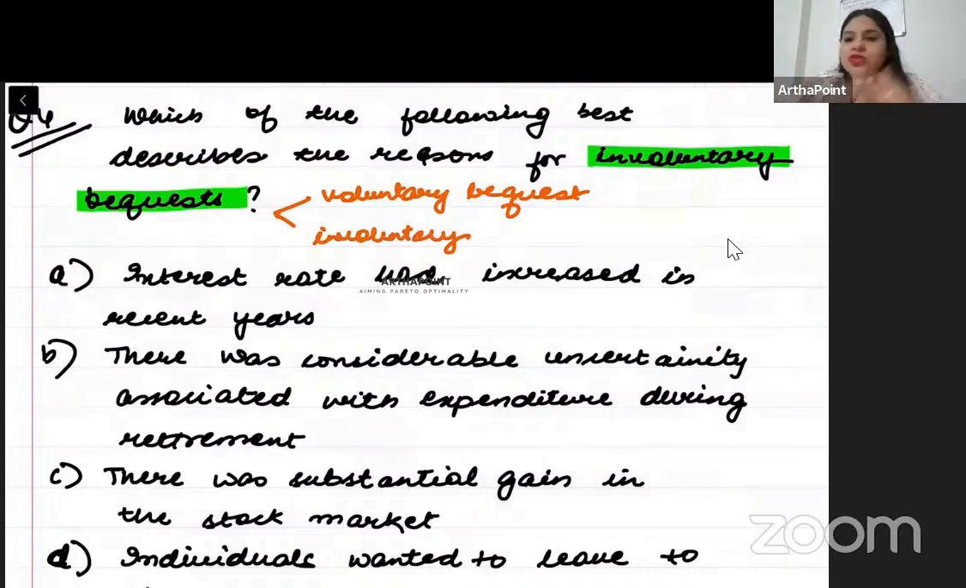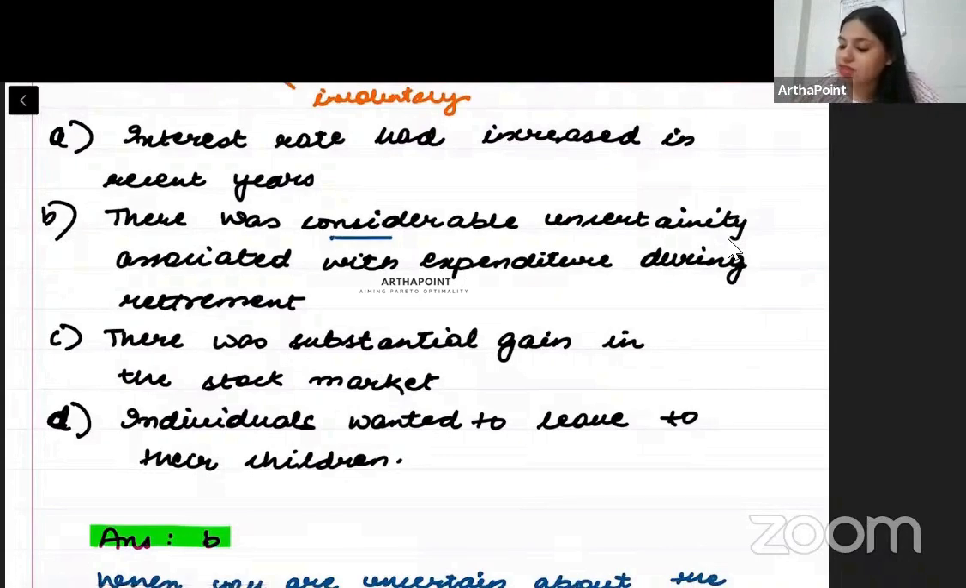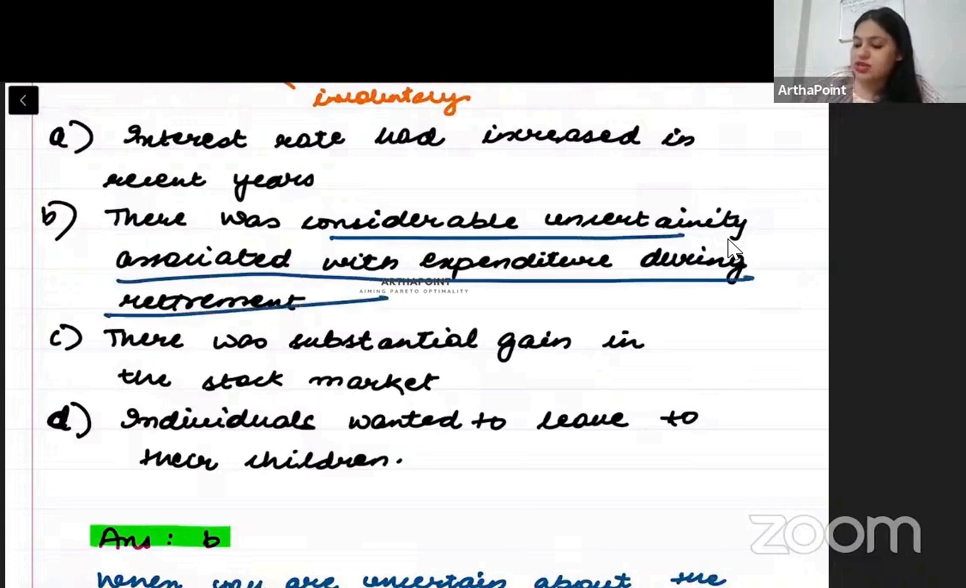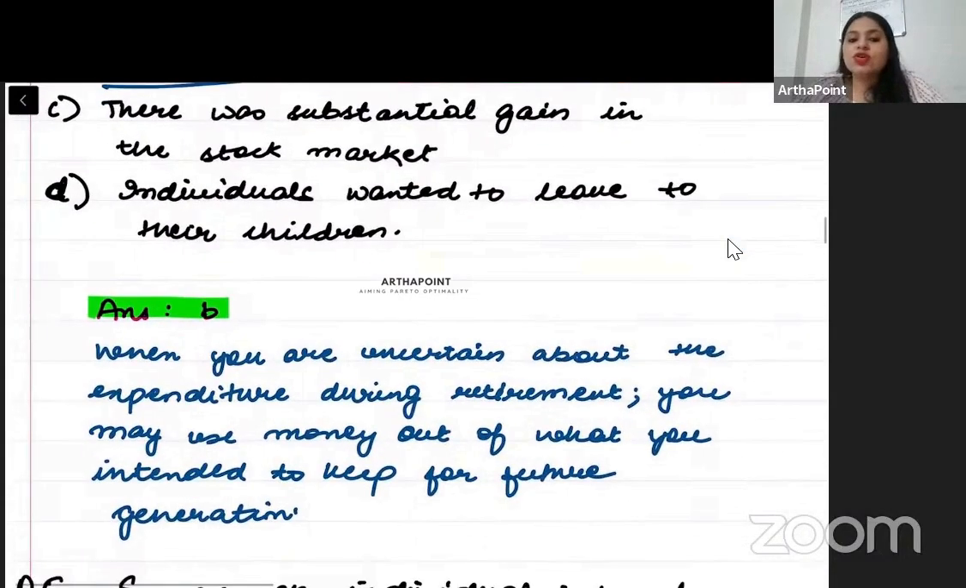So usually, when you are uncertain about your future, it's like this. Today, I am keeping a house saying that this is for my children. But in my mind, I may also be keeping this because I think that during retirement, I may not have enough money and I may have to sell this to keep a living. So usually, whenever you have considerable uncertainty associated with expenditure during retirement, that is when you have involuntary bequest, right? So you may intend to use that money for yourself rather than actually helping your future generation.